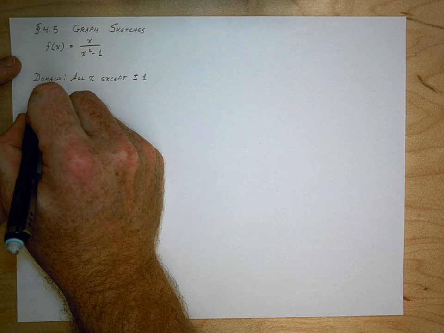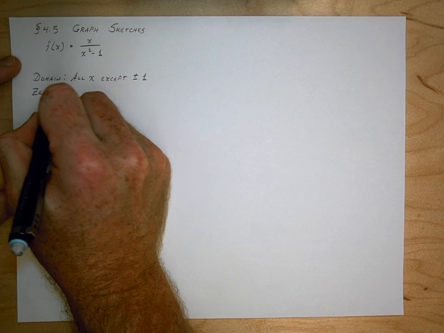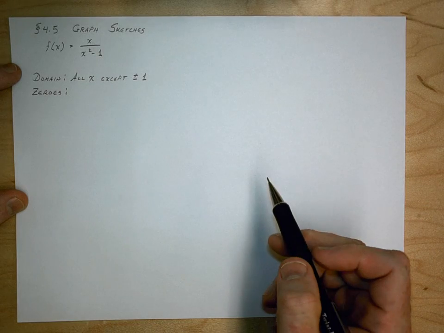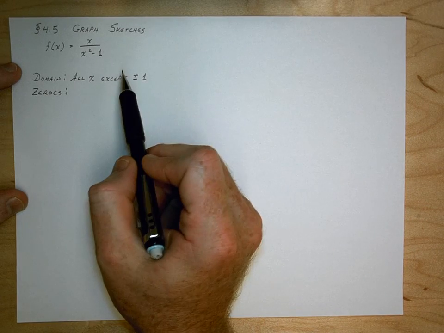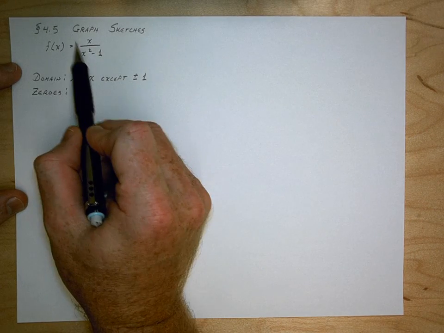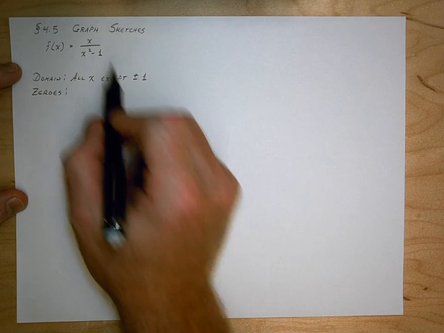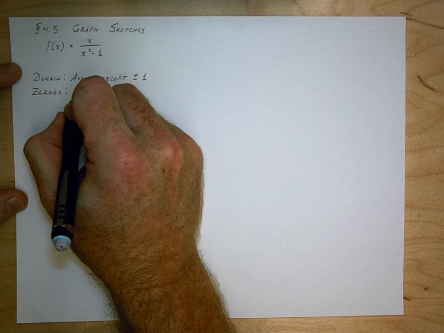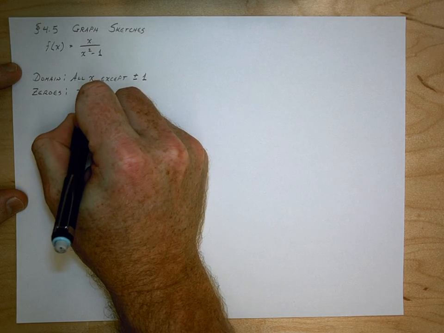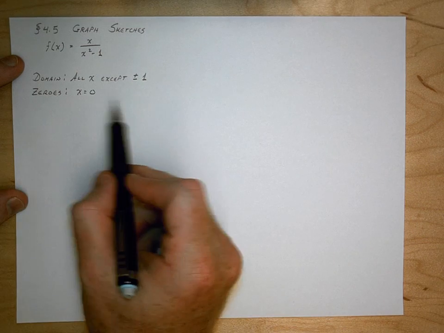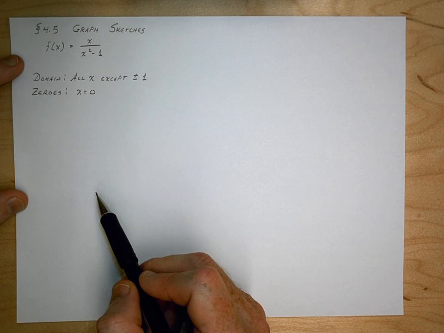When I look at the zeros of the function, I believe we've talked about this in class, a quotient like this goes to 0 only when the numerator goes to 0. So when the numerator goes to 0, well, that's fairly simple. That's just x equals 0. So that's the one place where we expect this function to cross the x-axis.